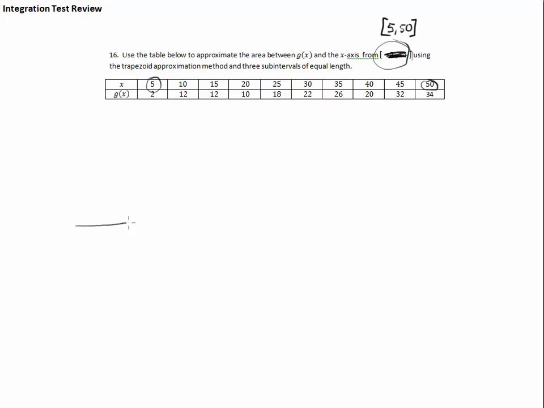As we talked about before, it's kind of hard to see your subintervals sometimes from a table. So let's write these out. I've got 5, 10, 15, 20, 25, 30, 35, 40, 45, and 50. We want 3 subintervals of equal length. We're going 1, 2, 3, 4, 5, 6, 7, 8, 9. And 9 split into 3 equal pieces is 3. So here's the beginning of 1, 2, 3. There are our 3 equal subintervals, and we are using the trapezoid approximation method on this one.